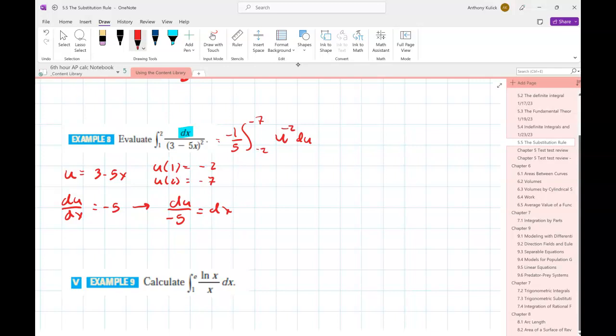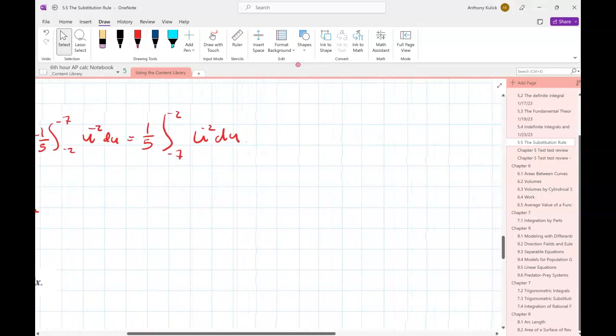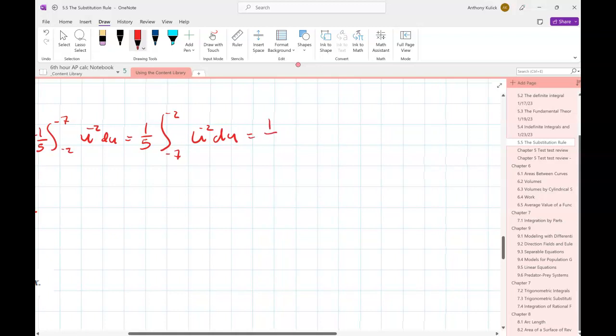Would there be a problem since the lower bound is greater than the upper bound? Yeah, so there's no real problem, but what can we do to fix that? You flip it and make it negative, right? So the negative on the 1/5 is just going to go away. We can flip the bounds. It looks more natural that way. You'd get the same answer if you had left it, though. It'd still be fine. So now it's just antiderivative time, right? What's the antiderivative of u to the negative 2?